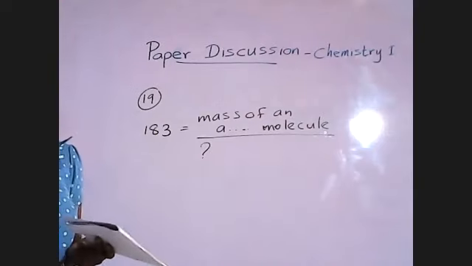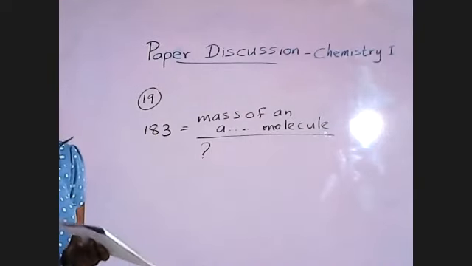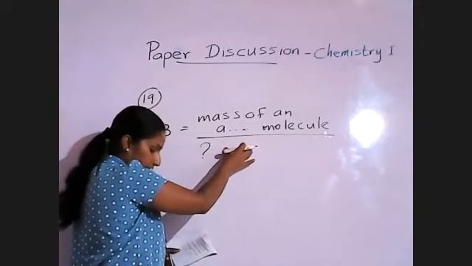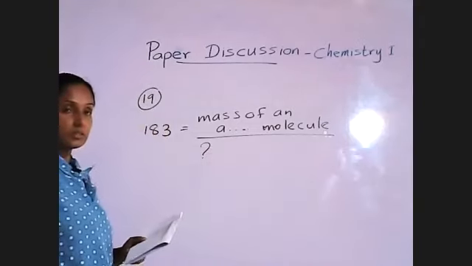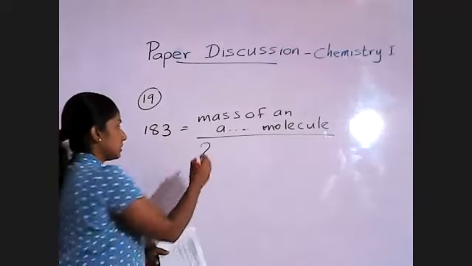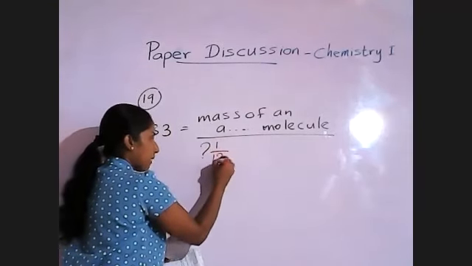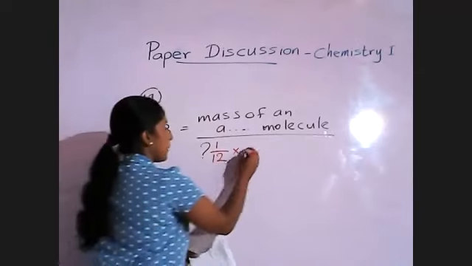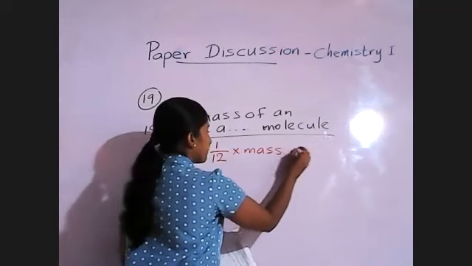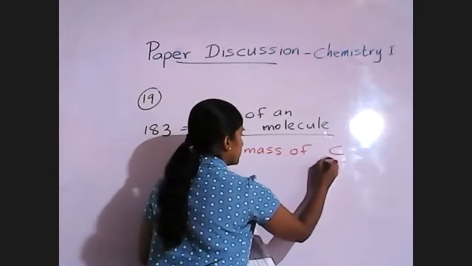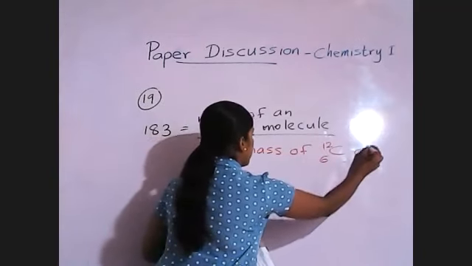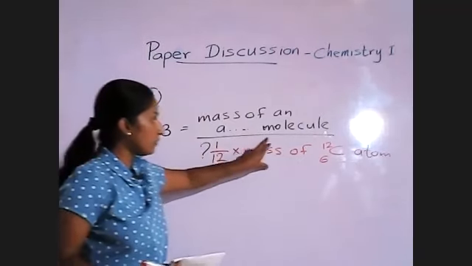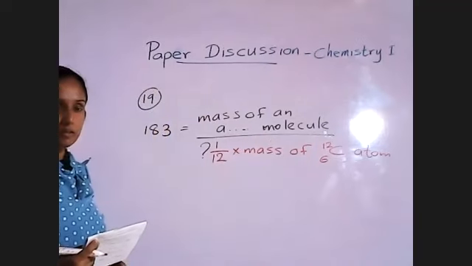How do we get the relative molecular mass? By dividing. What do we have to write here? 1/12 part of the mass of what? The carbon-12 atom, or the carbon-12 isotope. 1/12 part of the mass of a carbon-12 atom.